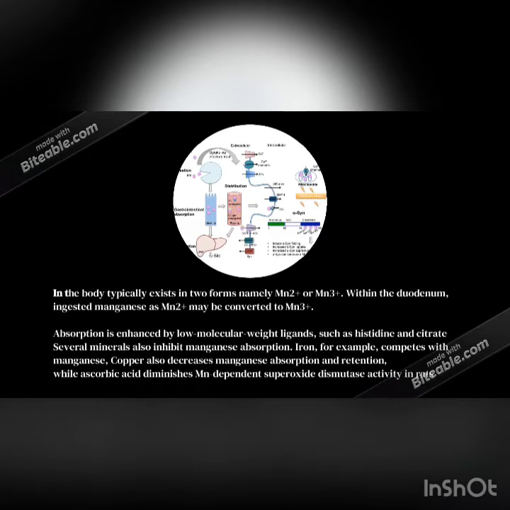Manganese exists in two forms, namely Mn2+ and Mn3+. Absorption is enhanced by low molecular weight ligands, such as histidine and citrate. Several minerals also inhibit manganese absorption.